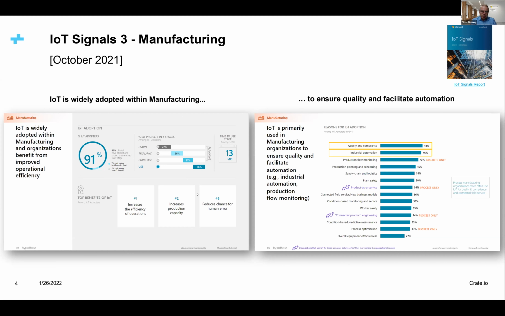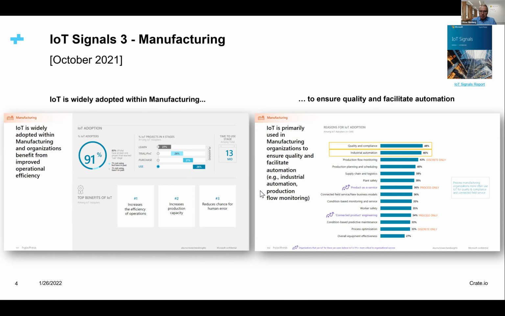When you look at the top benefits, the top three really set the ground for the conversation that Eva is going to guide us through, because all three are super applicable here. It is really about increased efficiency of operations, better production output or capacity, and reducing the chance for human error. All of those are familiar in manufacturing and have a big impact on OEE and the overall efficiency you can have within your production.